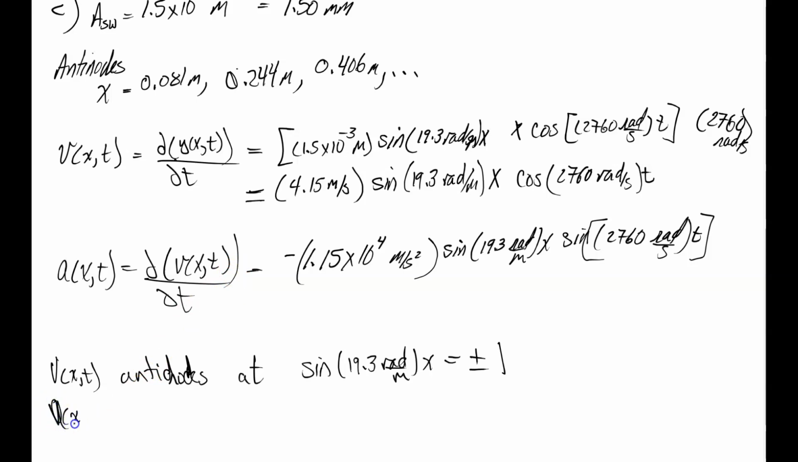And then for the acceleration function, it has antinodes at the same location as above, and the acceleration is going to vary between 1.15 times 10 to the 4th meters per second squared, positive and negative.